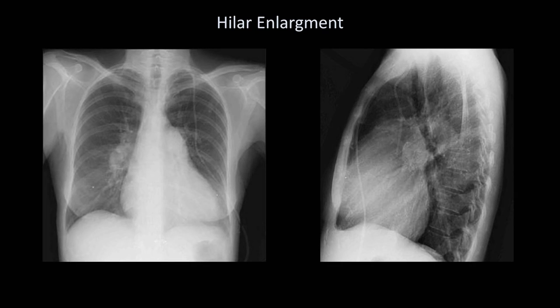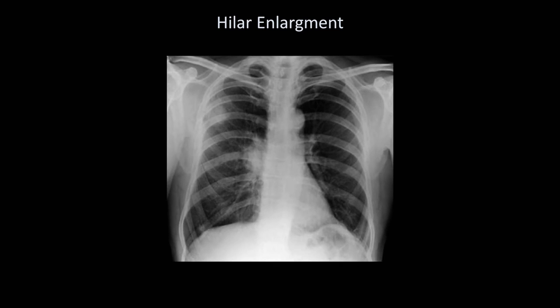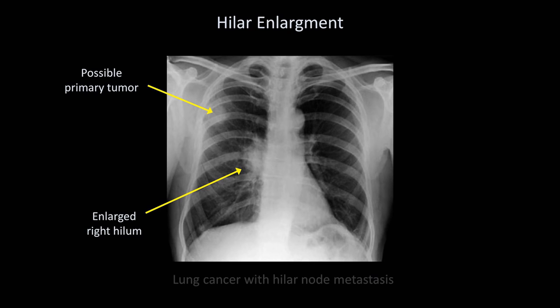Here's another example of hilar enlargement. In this case, the patient had severe pulmonary hypertension. In this case, there is unilateral right-sided enlargement. Unfortunately, it's associated with this opacity in the right upper lung that looks suspicious for a primary tumor. Overall, the most likely diagnosis here is a primary lung cancer with a hilar node metastasis.